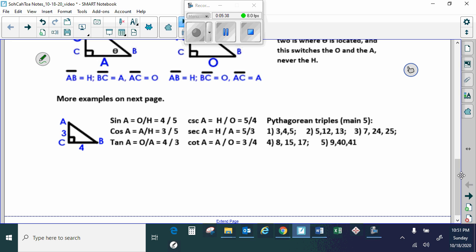Without it, you should know from two weeks in geometry here that nothing above the letters A, B means the distance from A to B, the most missed one of all. All right, more examples will be on the next page.